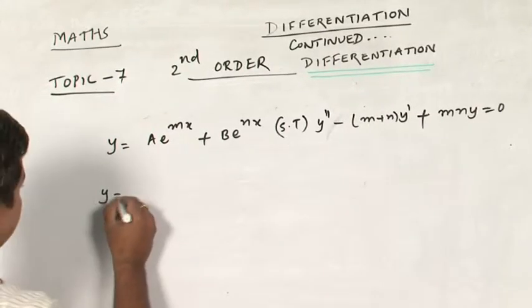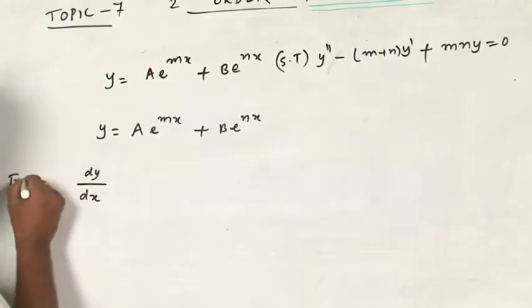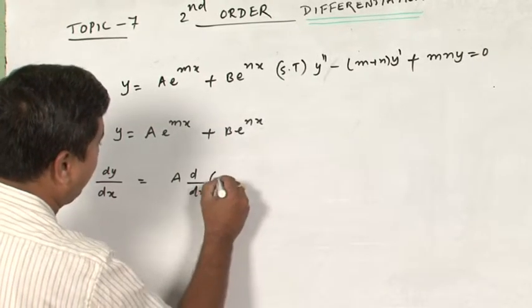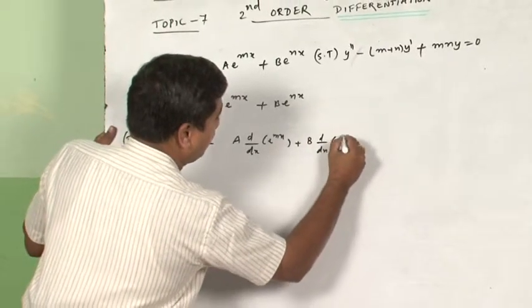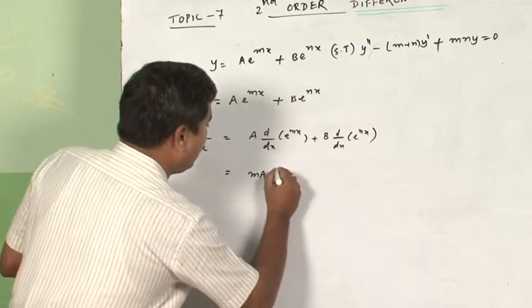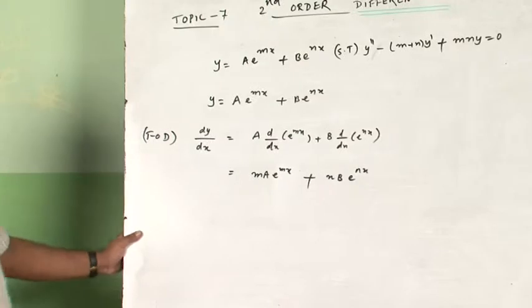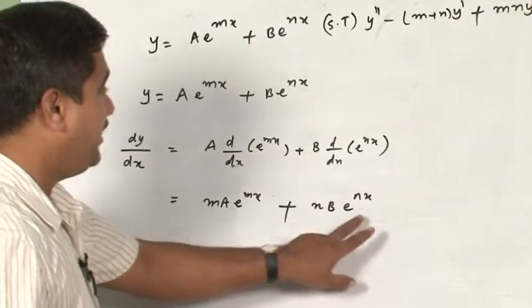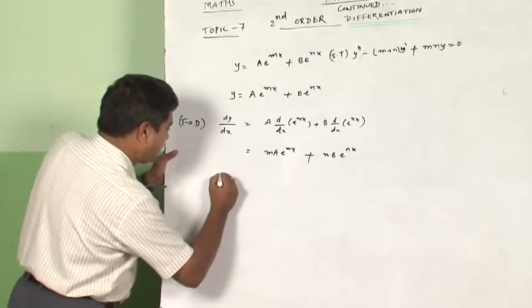Now, I will take y is equal to a e power mx plus b e power nx, which gives me the first order derivative. dy by dx is a into d by dx of e power mx plus b into d by dx of e power nx, that is m a e power mx plus n b e power nx. Well, now again I will differentiate this.